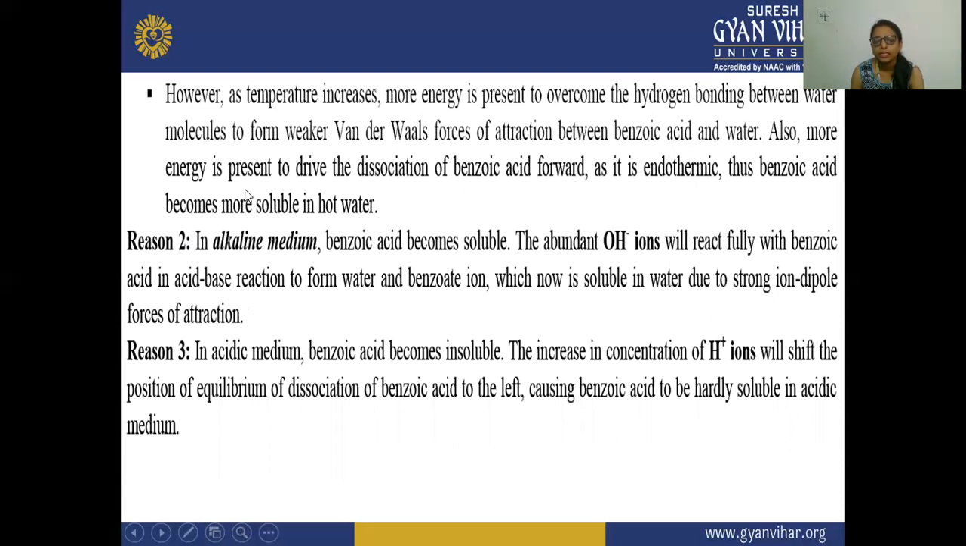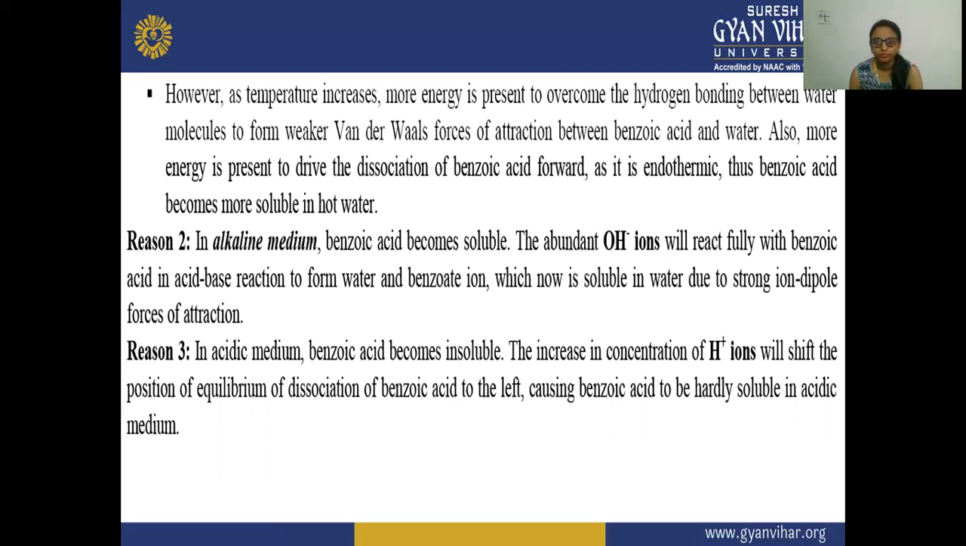So as you increase the temperature of benzoic acid in water, more energy is present to overcome the hydrogen bonding between water molecules, so that weak van der Waals forces of attraction form between benzoic acid and water. The dissociation of benzoic acid is endothermic, and so benzoic acid becomes more soluble in hot water.